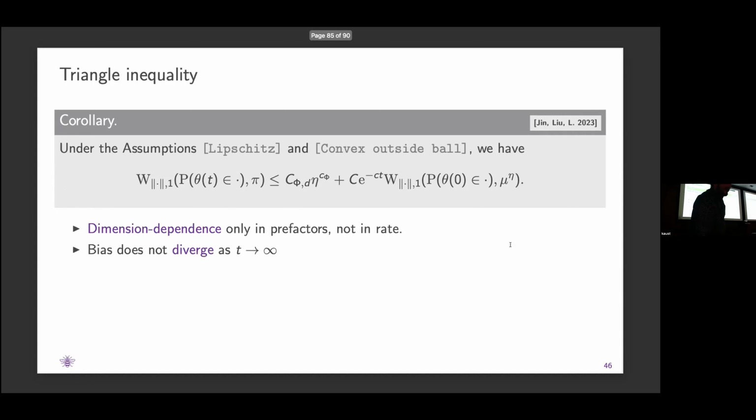Okay, and then when we use the triangle inequality, we just get a sum of the two previous results. And we see there's no diverging bias, which happened in the 2017 result. And dimension dependence is actually only in this prefactor, and only square root, so not exponential.